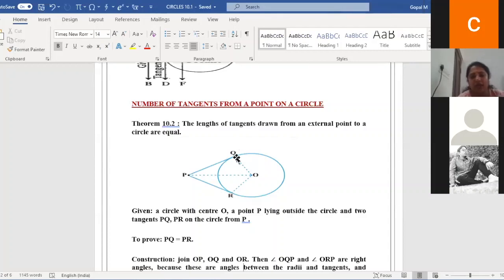Here I've taken Q and R, but in the previous day the figure was A and B, right? I told you to prove PA is equal to PB. Am I clear, children? Yes, ma'am. Those who have done it, it is good. I told you to write the proof.